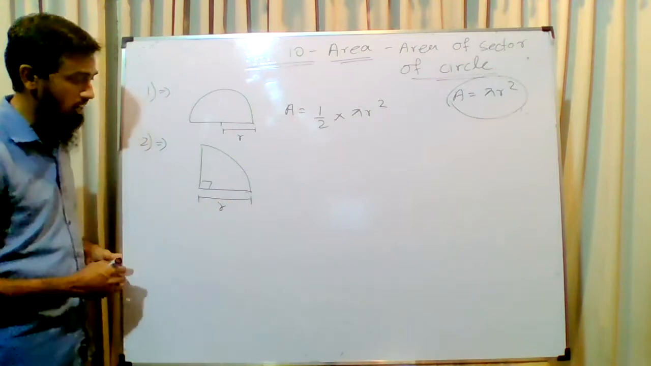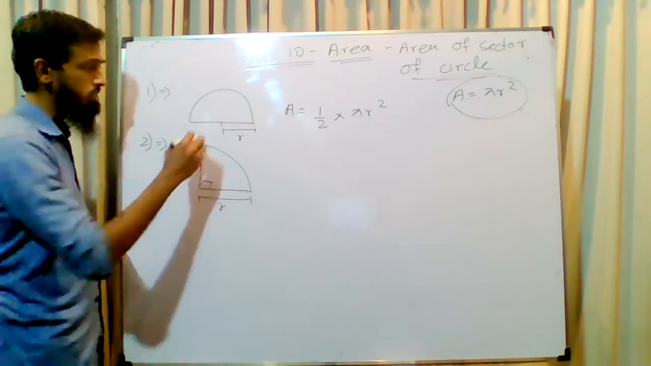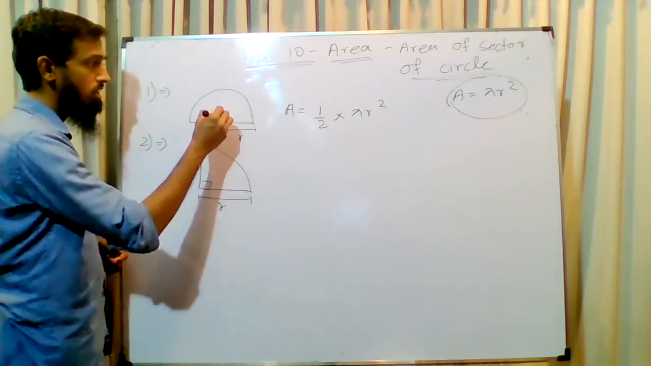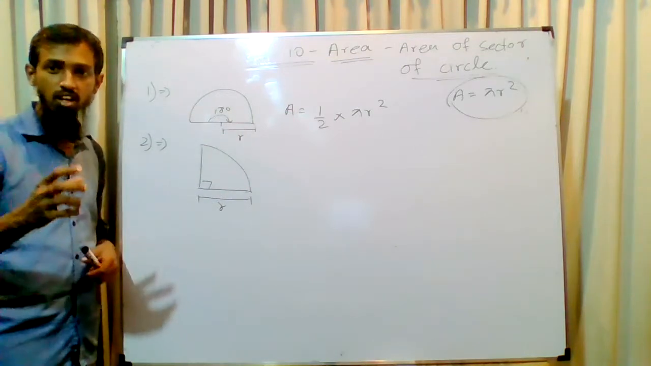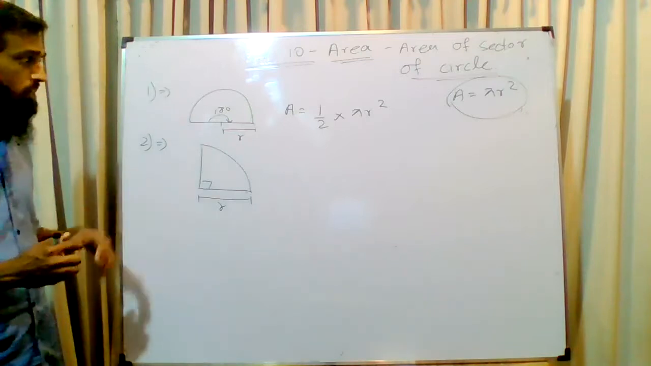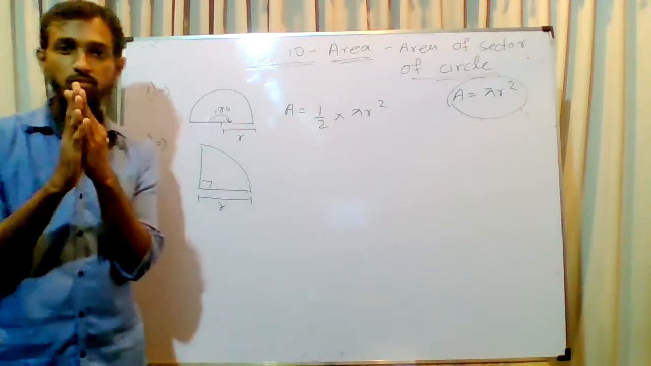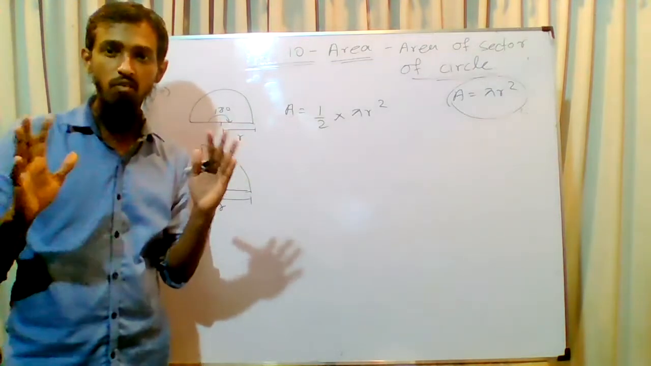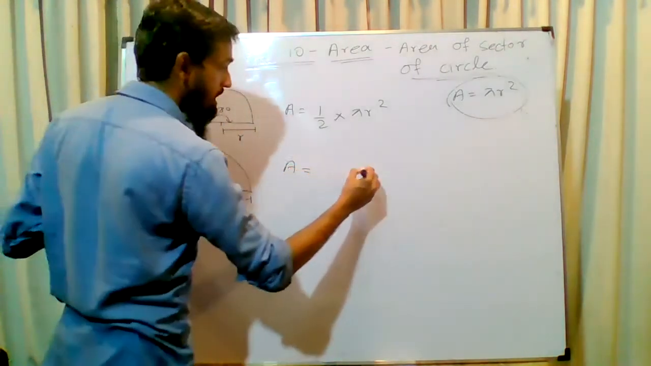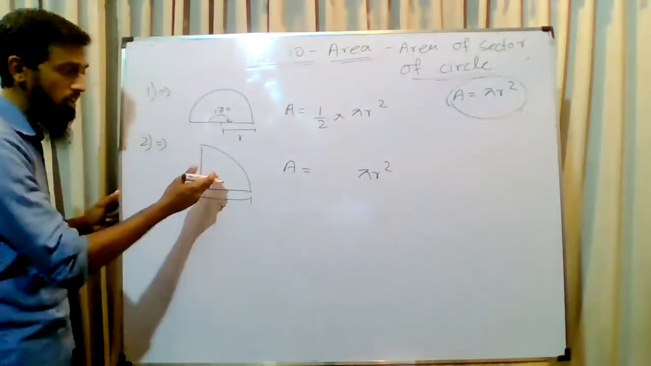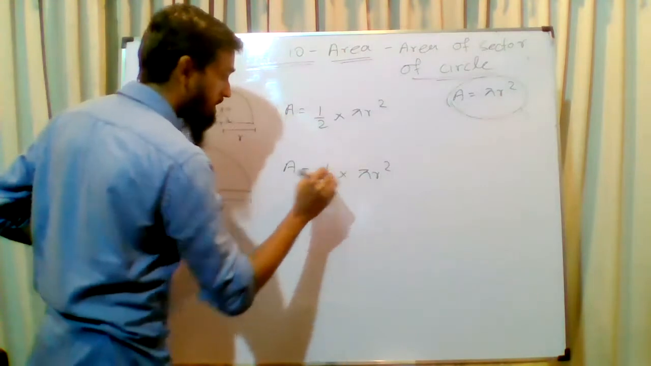So radius r, a sector with the center angle 90. Semicircle, the center angle is 180. If the center angle is 90, we call the sector a quarter circle. If you divide a circle into 4 equal parts, one of the portions is the quarter circle. The area of the entire circle is pi r squared, so here we have 1/4 into pi r squared.